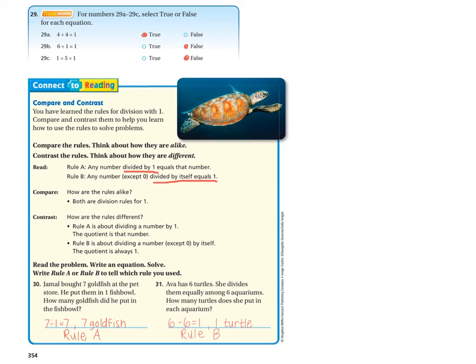Nice job checking your work. You may look up on the board and start your next activity.